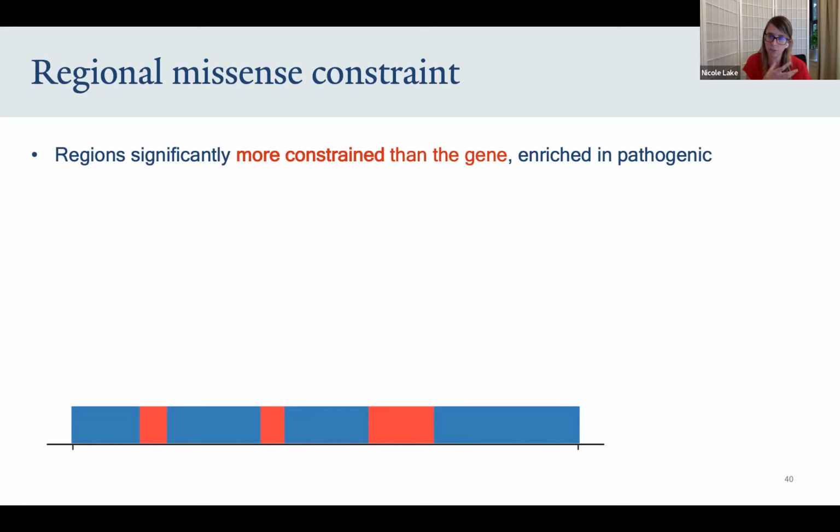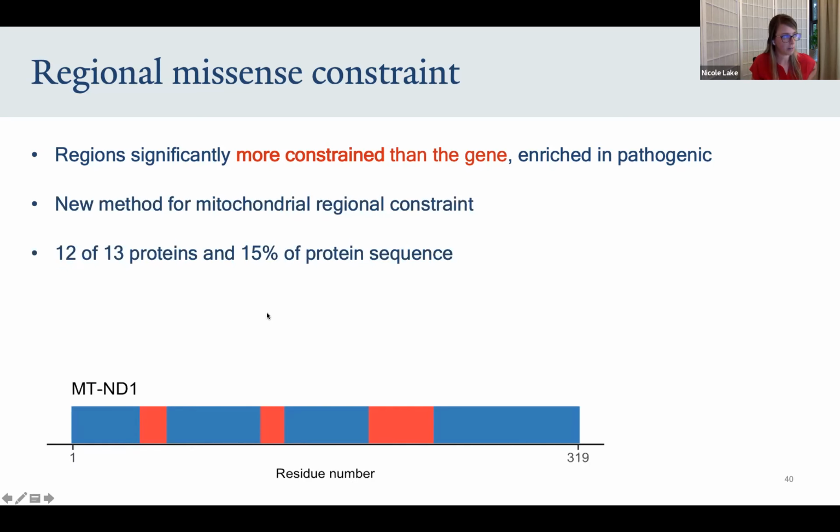So regional missense constraint is a phenomenon by which specific regions in a gene can be more constrained than the gene itself. And this is a concept that has been well studied in nuclear genes, and more specifically, it's also been shown in the nuclear genome that these areas of regional constraint are enriched in pathogenic variation. So they're useful for variant classification. So therefore, we were highly motivated to go ahead and also look at this in the mitochondrial genome.